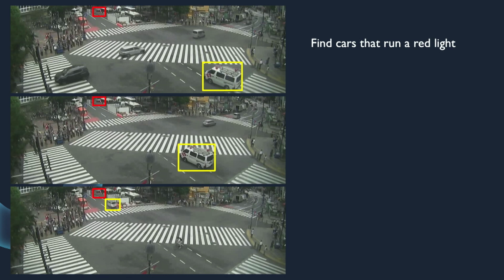So anyway, this is an example of a car running a red light, because this car is inside of this rectangle that is the intersection, and the color of the light is red at the same time.